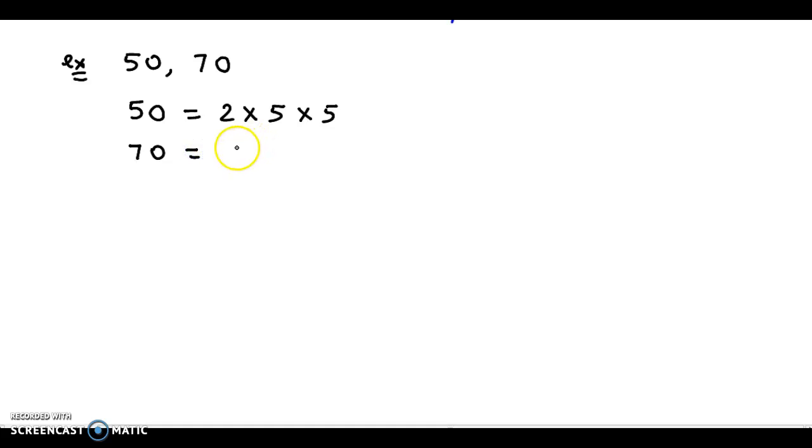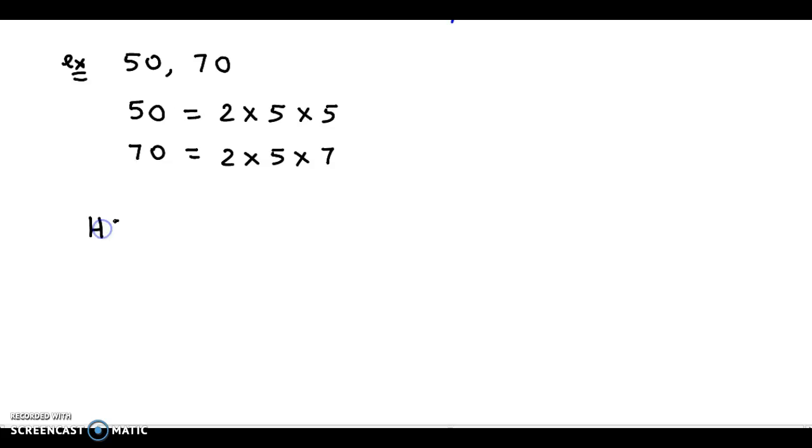Let's take one more example related to this. Suppose we have the numbers 50 and 70. Let's take these two numbers, 50 and 70. First of all we need to factorize them into their prime factors. Now 50 is 5 into 10, or we could write this as 2 into 5 into 5, right? And 70 could be factorized as 2 into 5, that's 10, into 7, that would be 70.